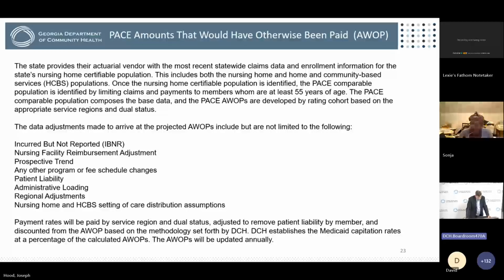The Department of Community Health establishes the Medicaid capitation rates at a percentage of the calculated amount that we would otherwise have paid, and they'll be updated annually. So the amounts that we're going to show next, I want to be clear, are preliminary draft rates that were prepared by our actuary, and they're our best estimate given all the factors that I've gone over. However, we will set the actual rate at the point in time of when a provider enrolls, which may be at different points in time throughout.